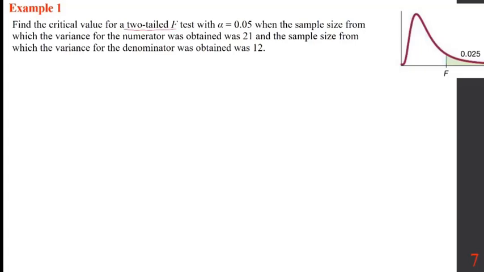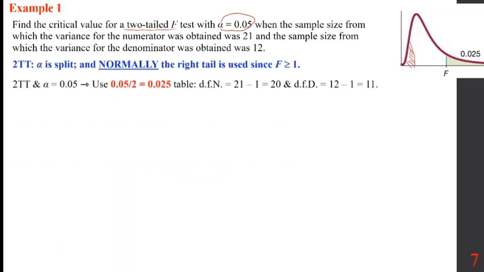And alpha must be cut into two pieces, 0.025 on the left and 0.025 on the right. Now, if you choose such that the larger variance is at top, then all you have to do is look at the right tail test and compare it to that F and make a decision. That's the idea behind it. That's why.